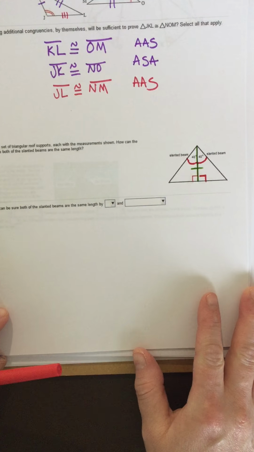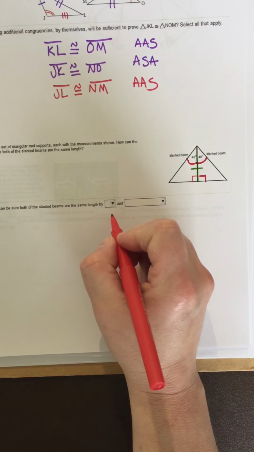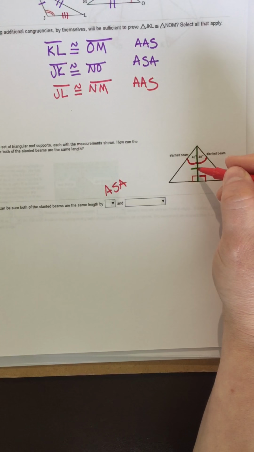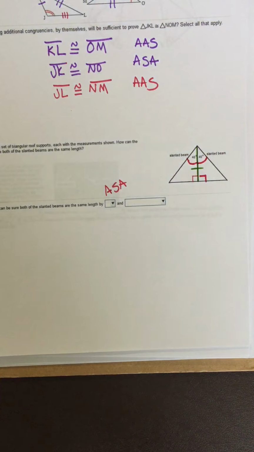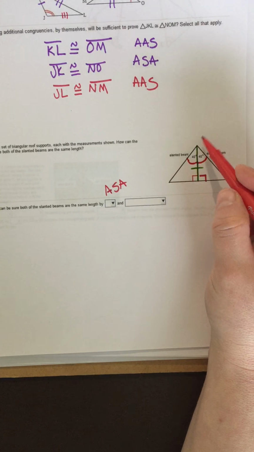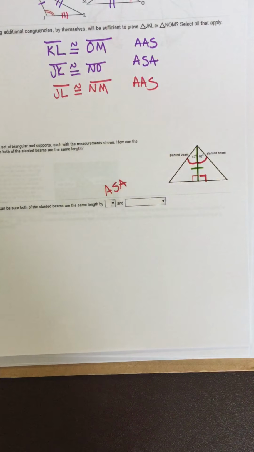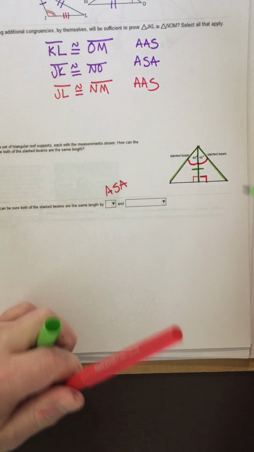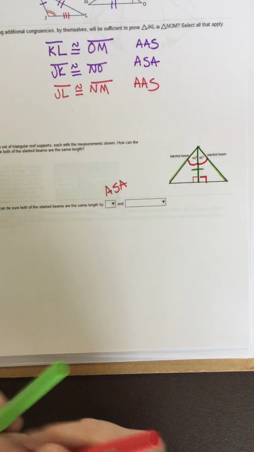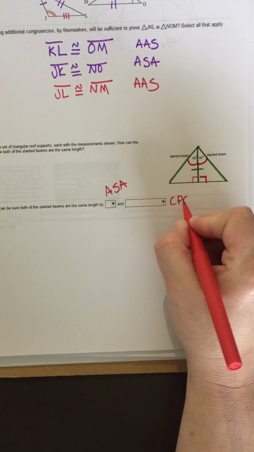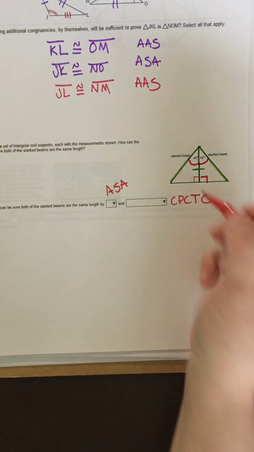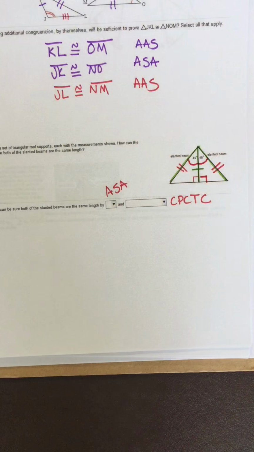So I know that these triangles are congruent by angle, side, angle. See? Angle, side, angle. And I could say that the slanted beams are congruent. So I could say that, okay, well, this has to be congruent to this because these triangles are congruent. And that's your CPCTC. Once you've proven the triangles are congruent, the corresponding parts are also congruent.